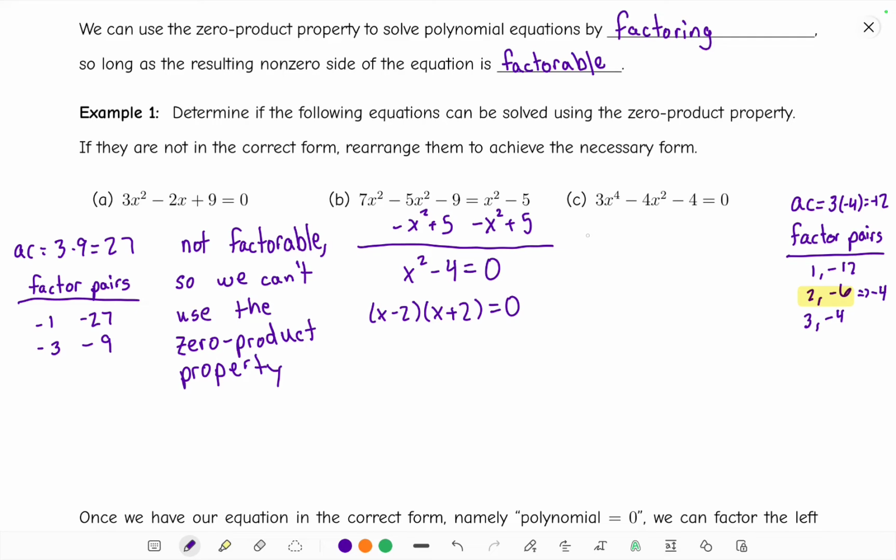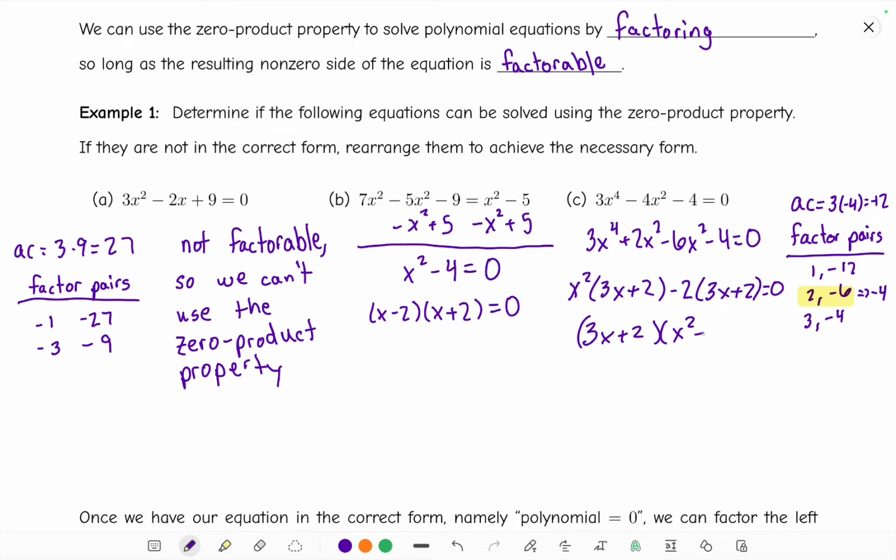So then we get 3x to the fourth plus 2x squared minus 6x squared minus 4 equals 0. And then factor by grouping. We can take an x squared out of the first two terms, get 3x plus 2. Then we can take a negative 2 out of the last two terms to get 3x plus 2 as well. And then factor out the 3x plus 2 with an x squared minus 2 left over, and now it's in the correct form.